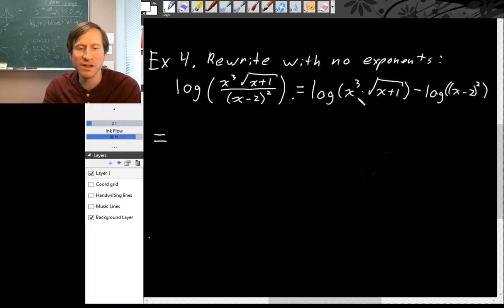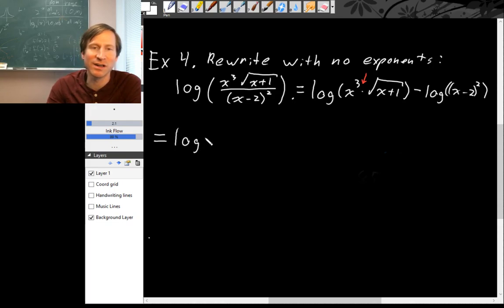In this first logarithm, the last operation is this product. And so we can use a property of logarithms that has a product inside. And there is such a property of logarithms. A product inside is a sum outside. So this is log of x cubed plus log of the square root of x plus 1. But, you know, a square root is a power, so let's write it as a power.